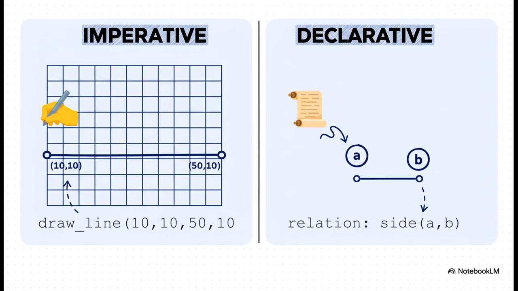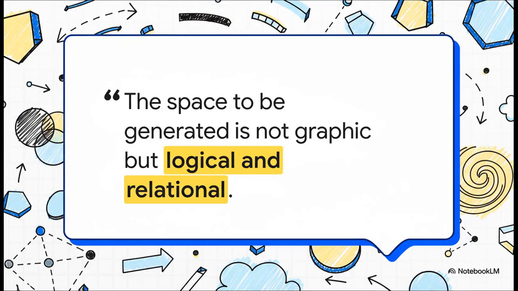Let's break this down. On the left, you've got the traditional way, imperative drawing. You're basically micromanaging the computer, right? You're telling it how to do everything step by step. Go here, draw this. But on the right, that's the CLACL way. It's declarative. You don't tell the computer how, you just tell it what is true. You simply say, hey, a side relationship exists between A and B, and then you let the system figure out the rest.